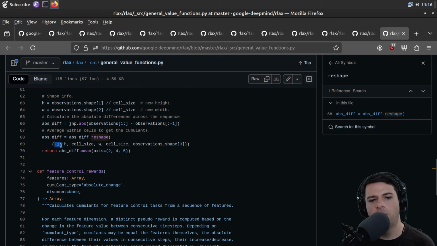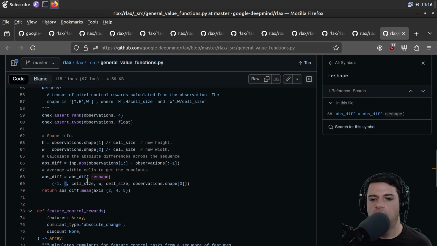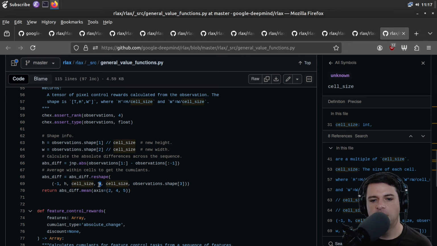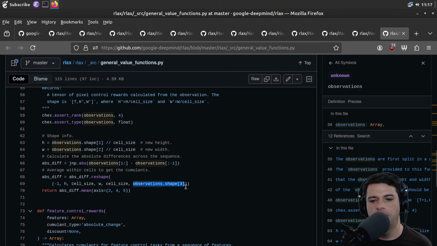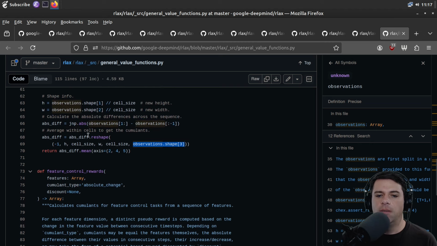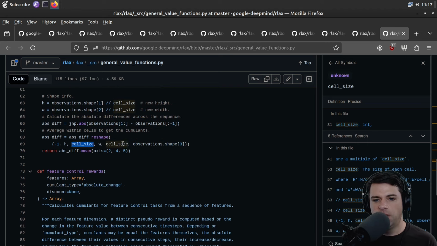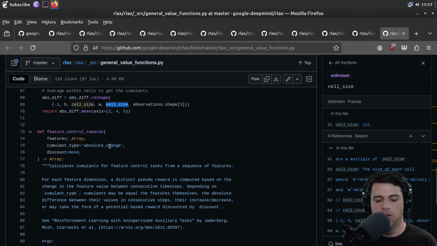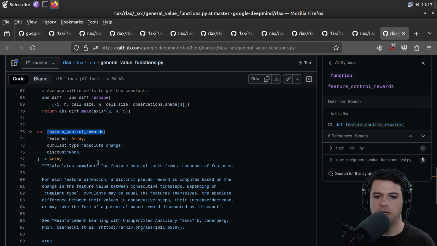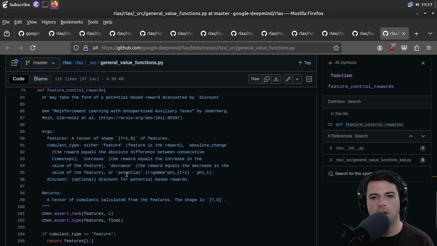-1 is maybe going back 1. H is the height. Cell size is the cell size. Then we have the width and the cell size again. And observation shape 3. I don't know. The thing that gives us the averages could be the fact that we give it cell size, that we're somehow dividing by the denominator or by the size of the thing. I don't know. We have feature control rewards, which calculates cumulants for feature control tasks from a sequence of features. Okay.